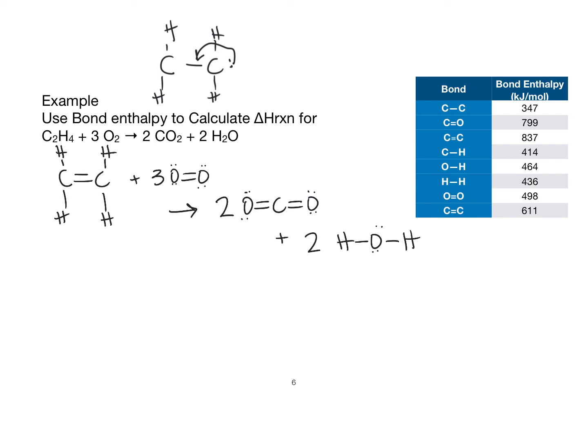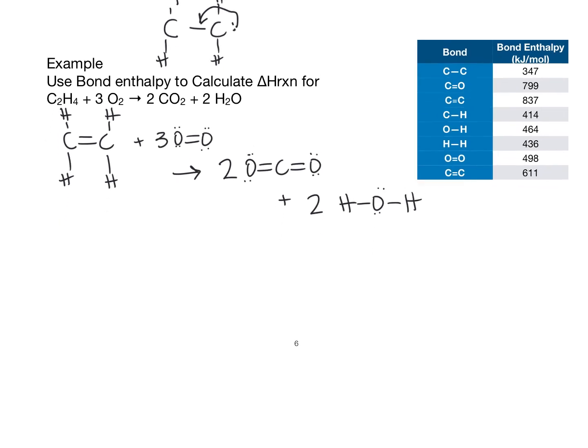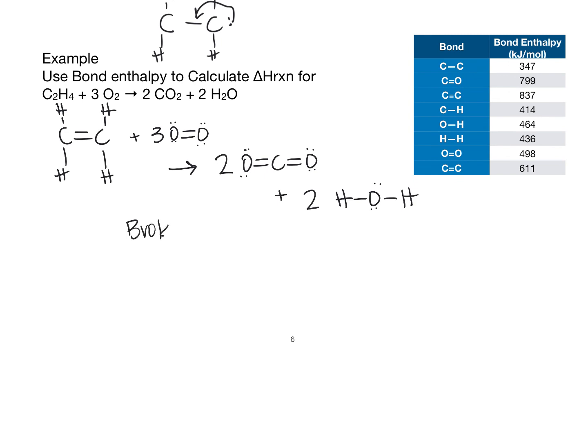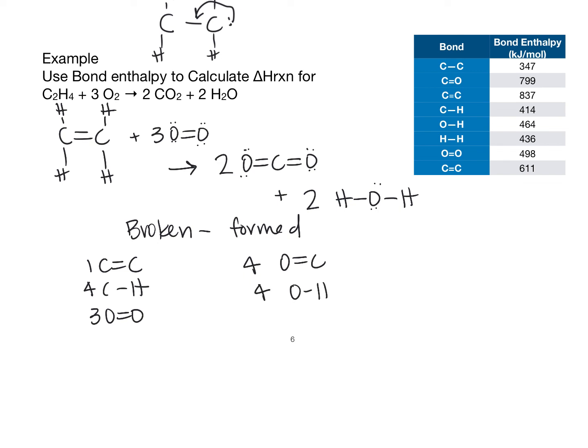So now that we have the reactants and the products, we can actually write down the bonds broken minus formed. So we have 1 carbon-carbon double bond, 4 carbon-hydrogen bonds, 3 OO double bonds. In terms of formed, we have 4 oxygen-carbon double bonds and 4 OH. So now we can look at our table and find for carbon-carbon double is 611 plus 4 times 414. For the oxygen double bond, it's 498.